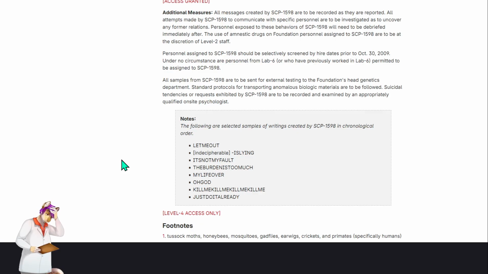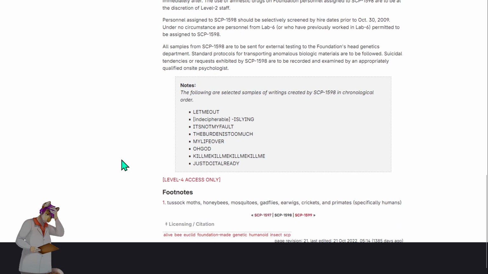Standard protocols for transporting anomalous biologic materials are to be followed. Suicidal tendencies or requests exhibited by 1598 are to be recorded and examined by an appropriately qualified on-site psychologist. The following are selected samples of writings created by 1598 in chronological order.